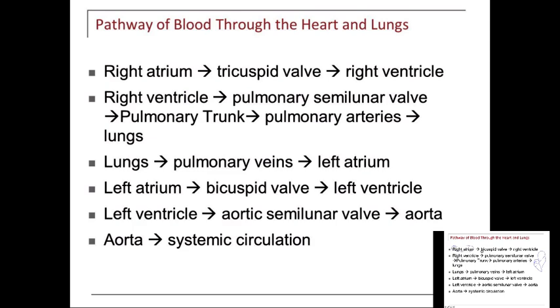From the right atrium, it's going to go through the tricuspid valve into the right ventricle. So it's going to go this way. And then from the right ventricle, it's going to go through the pulmonary semilunar valve. So that pulmonary semilunar valve is going to be here. And then from that, that's going to come up into the pulmonary trunk, and that's going to split into the pulmonary arteries, going into the lungs.